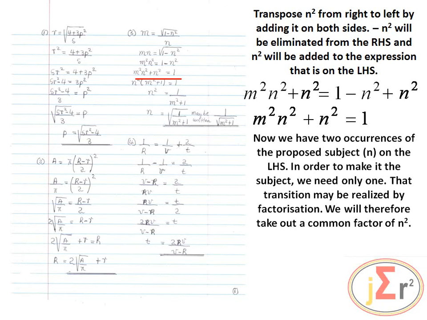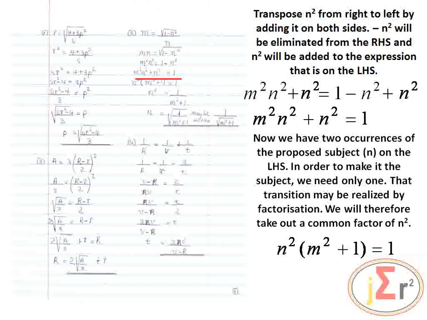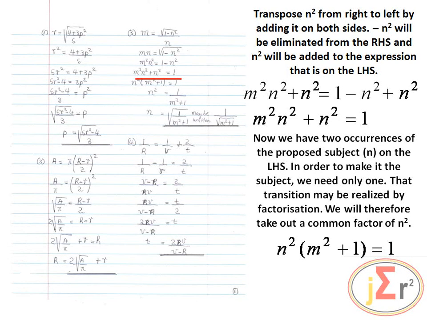We will therefore take out a common factor of n squared. Take out a common factor of n squared, and we will see in a more graphic way the factorization process when we take a look at the second tutorial. So we will not go through all of the details in this tutorial, but in the very next one we will include as many instances as possible when we imagine that more details need to be added.